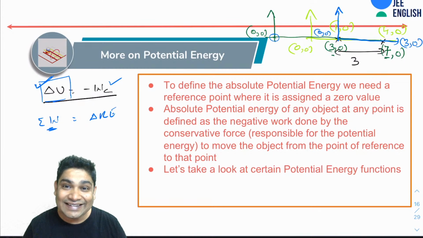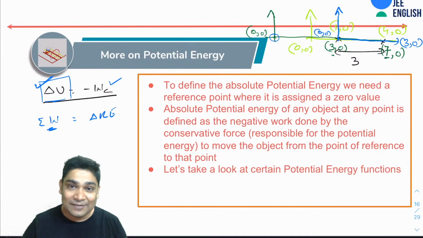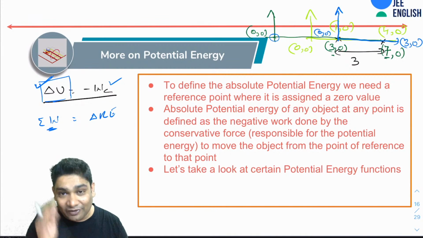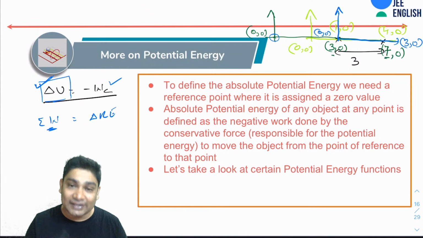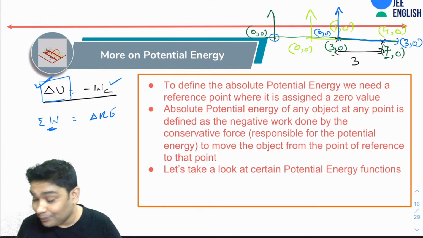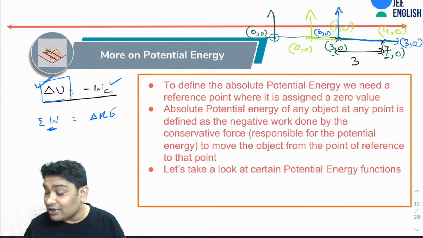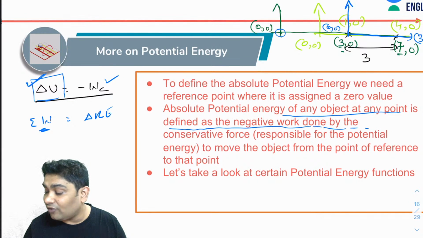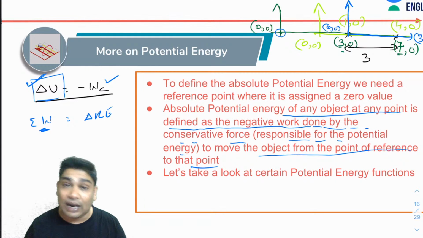Okay, so again, these are concepts which are not very simple, but if you pay close attention, if you think about it, they will make sense to you. That is why you can choose your gravitational potential energy level 0 anywhere. Doesn't matter. I will just show you examples for that. So the absolute potential energy of any object is defined as negative of work done by the conservative force responsible for the potential energy to move the object from the point of reference to that point.